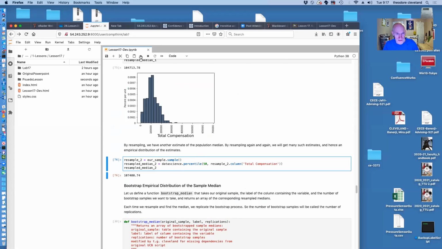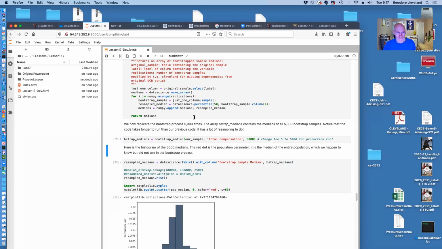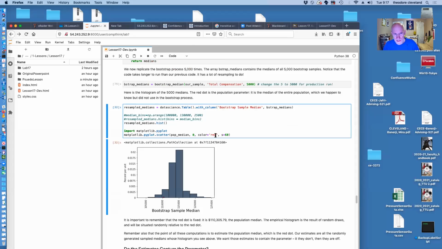So let's load that in. Let me change this to a 5 to make sure it runs. Okay, so I'll return this to 5,000. So we're going to do 5,000 resamples, which is kind of a lot. And we're now going to build a histogram of those 5,000 resamples. And we'll also, since we know what the population median is, put it as a red dot on the histogram.